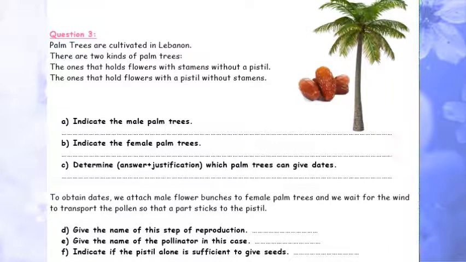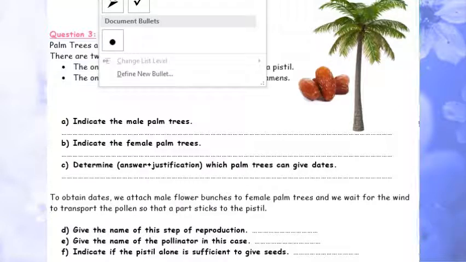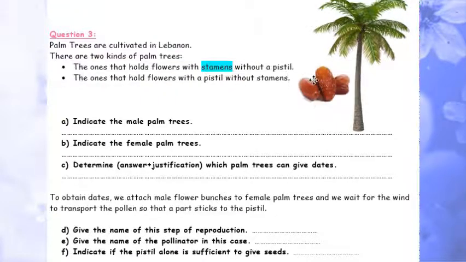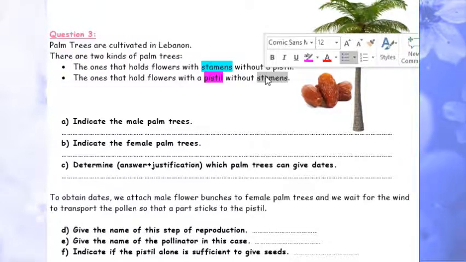So let's continue. Palm trees are cultivated in Lebanon. There are two kinds of palm trees. The ones with flowers that have stamens, but they don't have pistils. So they have the boys, the male reproductive organs, but they don't have a pistil. They do not have a girl. They don't have the female reproductive organ. We have also palm trees with flowers that have a pistil, so they have the female reproductive organ, but they don't have stamens.